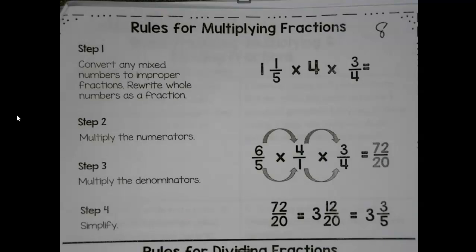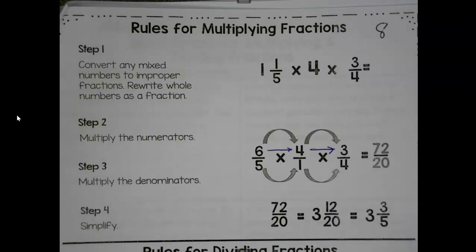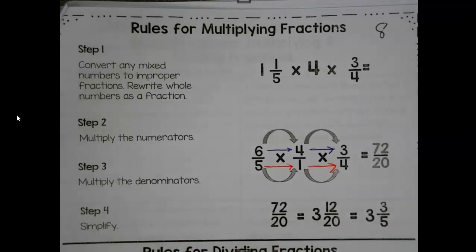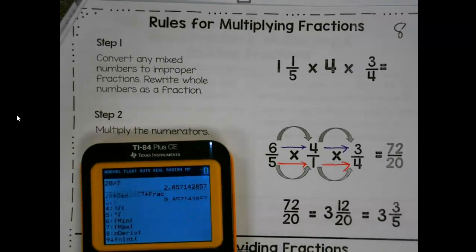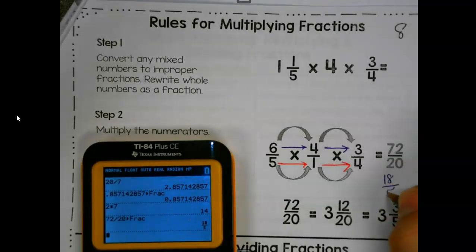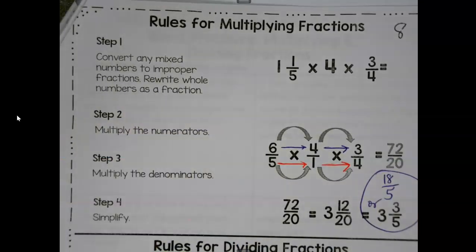And then all you've got to do, even though I don't like the arrows I chose on here, I like looking at it more as multiply straight across the top, get the number, multiply straight across the bottom, get that number. And then as far as the simplifying goes, I'm fine. Like, for instance, if you got to 72 over 20 here and did math enter, I'm fine with you going to 18 over 5 and calling it good, okay?